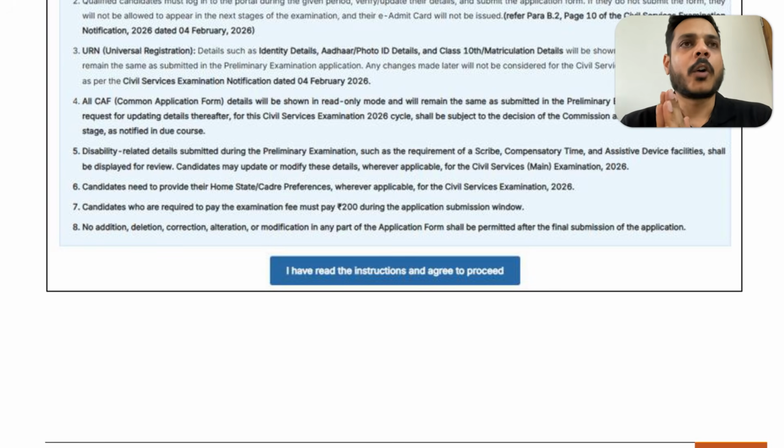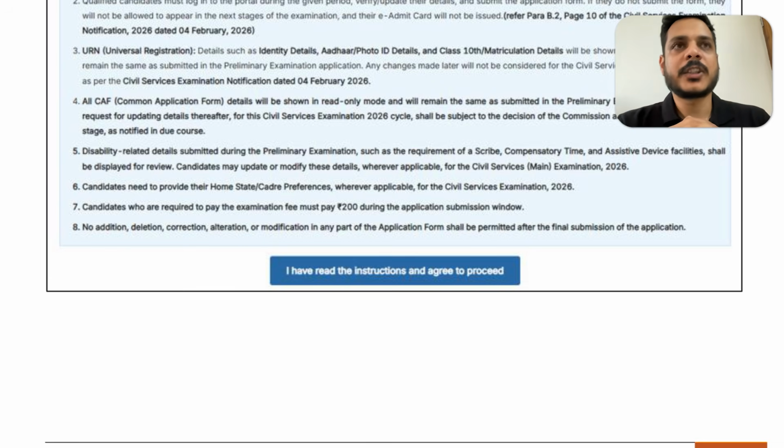After that you will have to click that I have read the instructions and agree to proceed. Now we move on to the next step. Coming to step 4, we have review universal registration and common application form details. As we have seen in the instructions, this will be in read only mode and therefore it cannot be edited. Just go through it and review and then click next to continue.